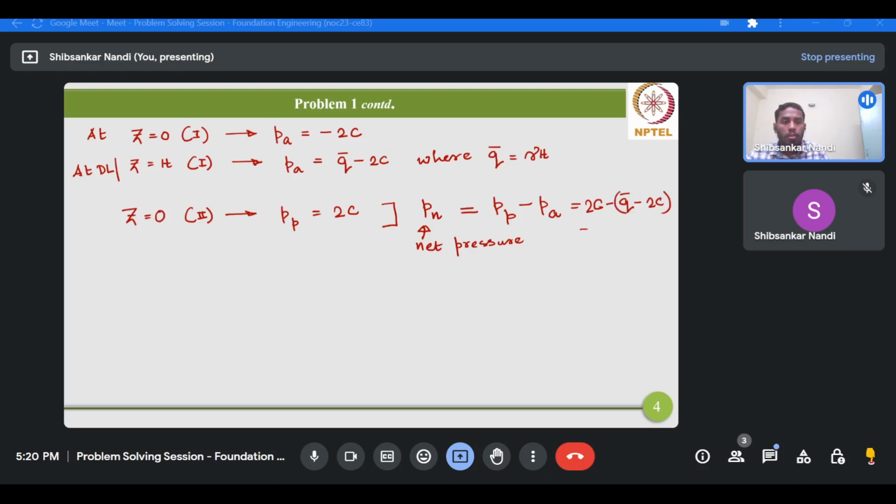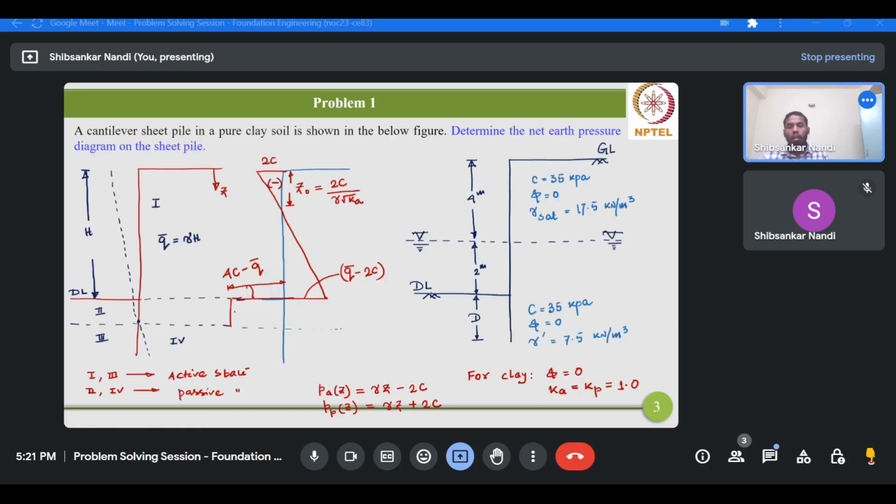Now you may ask the question why I have subtracted PA from PP, and why not PP from PA? It's because the passive pressure magnitude is much greater than PA. That's why it will become 4C minus q bar. Now if we move further, up to some point in this region, the net earth pressure distribution will remain the same.